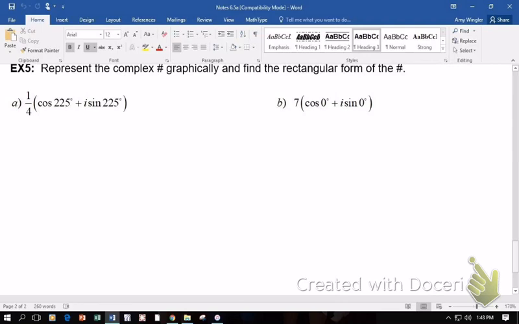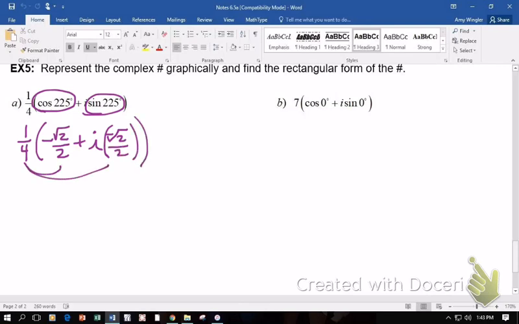Last but not least, we're going to work backwards. We want to represent the complex number graphically and find the rectangular form of the number this time. I think a lot of times it's easier to go ahead and find the rectangular form and then graph. So to find the rectangular form, you're just going to use your unit circle. You're going to leave the 1/4. You're going to go to your unit circle and you're going to find the cosine of 225. It's negative radical 2 over 2 plus I times the sine of 225, which is, again, negative radical 2 over 2.